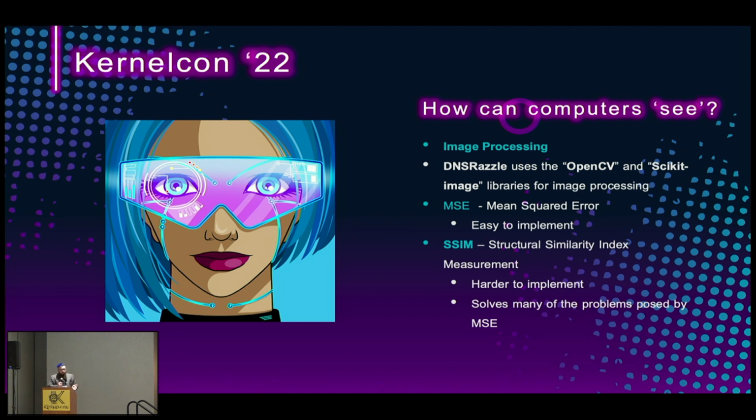DNSRazzle, for its computer vision component, uses the OpenCV and Scikit image libraries. There are a number of ways that you can tell what's in an image, but the two main that are used is going to be either the mean squared error equation or the SSIM equation. MSE is the easiest to implement, but it does have its problems. The SSIM is harder to implement, but it does solve a lot of the problems posed by the mean squared error technique.